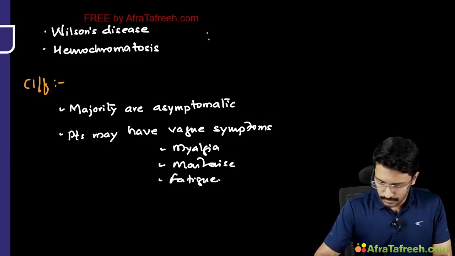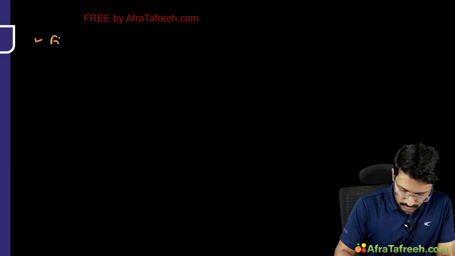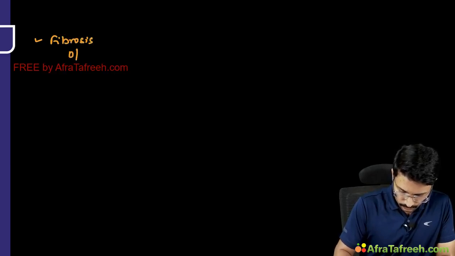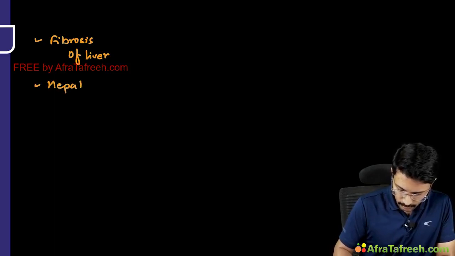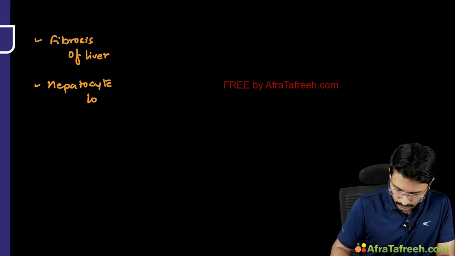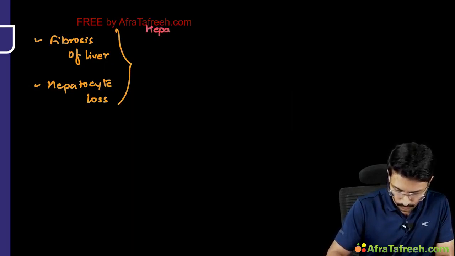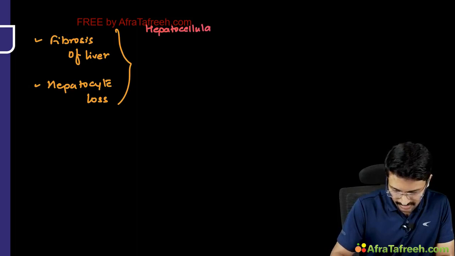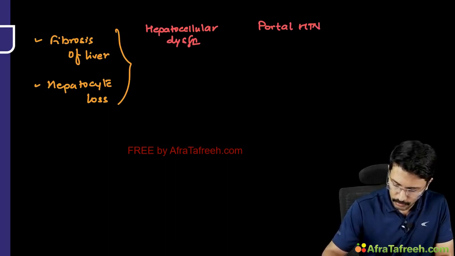But once the condition progresses and the patient develops cirrhosis, or fibrosis starts developing, and there is hepatocyte loss, right? Hepatocytes are significantly reduced. We start seeing clinical features, right? So what clinical features will we be seeing? We will be seeing clinical features due to hepatocellular dysfunction or failure of the hepatocytes, and features due to portal hypertension, right? So what are the features related to hepatocellular dysfunction?